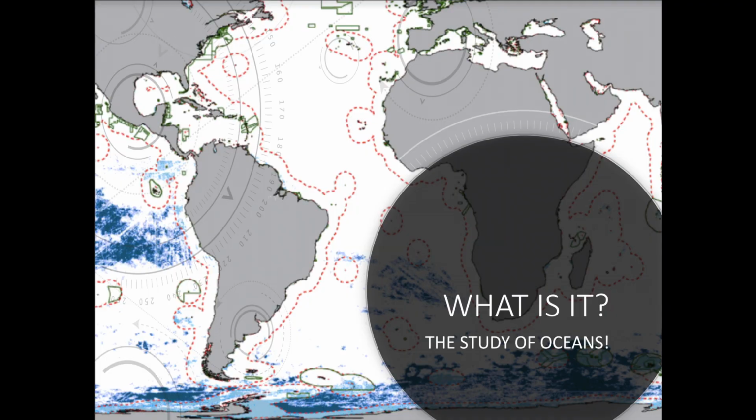Is it the study of oceans? Is it the study of space? Or is it the study of plants? Oceanography is the study of the ocean. So oceanography is the study of oceans. So plants can be involved in oceanography. So can a lot of different things.